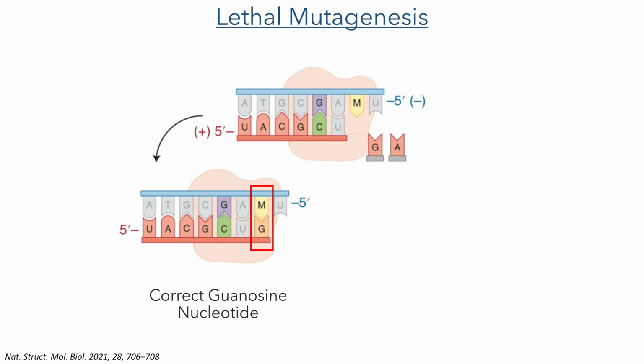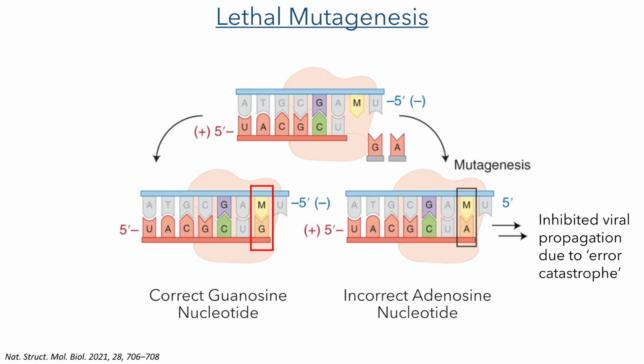When this newly formed strand is used as a template in a further stage of replication, there are two possibilities. One is that guanosine will be incorporated, which would be the correct pair for cytidine and would not have any adverse effect to the viral replication. Alternatively, we could have a mutagenic event, where instead of guanosine being incorporated, adenosine is incorporated in its place, as molnupiravir can bind to both bases.